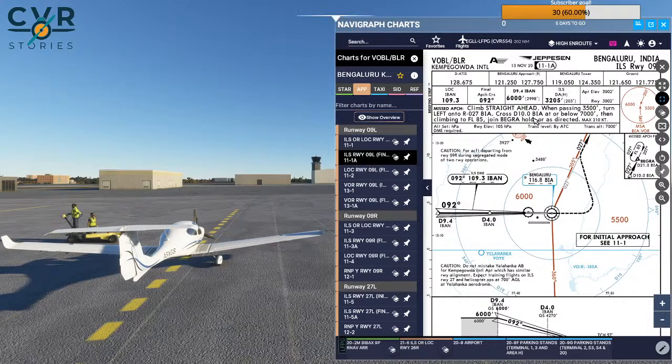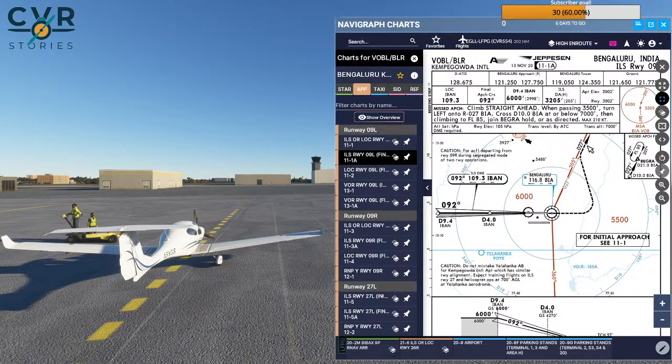Cross 10 DME Bravo India Alpha at or below 7,000 feet. So in this case, we are continuing our climb. We go 3,500, we continue our climb left, and we climb up till 7,000 feet. If you reach 7,000 feet before 10 DME from Bravo India Alpha, then you need to level off at 7,000 feet.